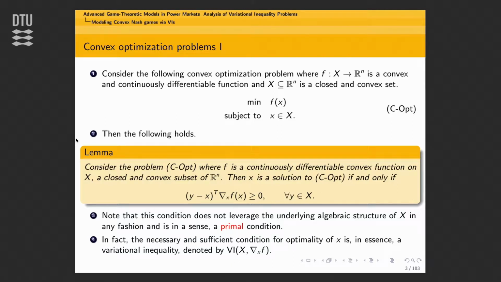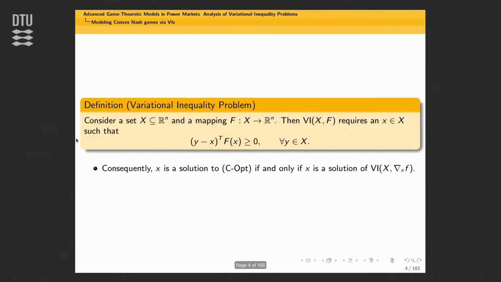The reason I start from here is that this is probably the most common instance of where a variational inequality problem arises. More generally, the variational inequality problem requires an X such that (y minus x) transpose f of x is non-negative.